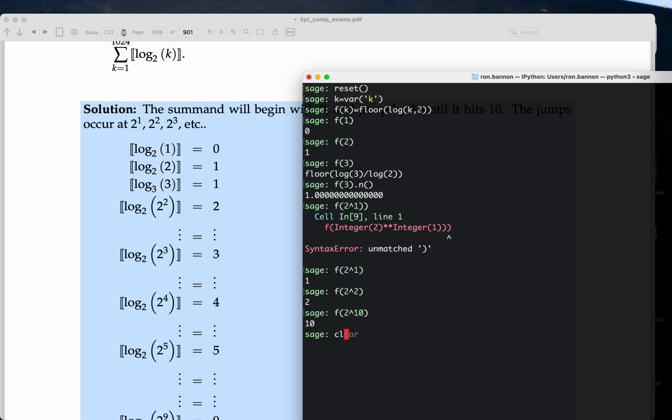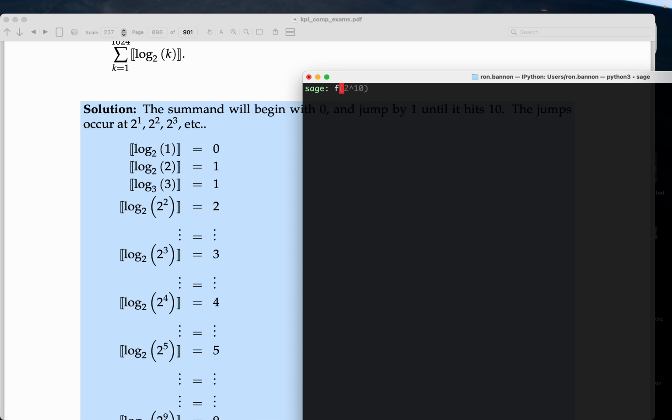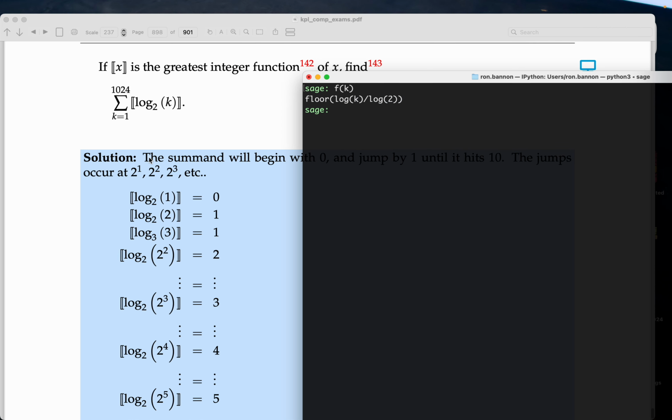All right. Let me clear the screen again. Let me type down f of k for you. And f of k is that function over there. Now what I want to do is sum, S-U-M, f of k. This is the real test of time over here, k. And then I'm going to start at 1. K starts at 1, and it goes to 1024.